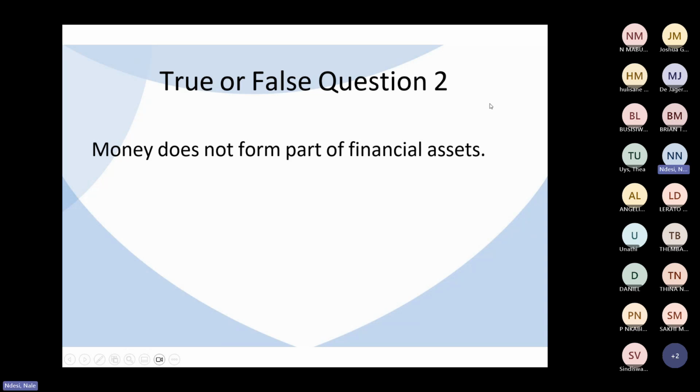So money does not form part of financial assets. Is the statement true or false? It is true. No, that is incorrect. Money does form part of the financial assets. So having to say that the statement is false, money does form part of your financial assets.